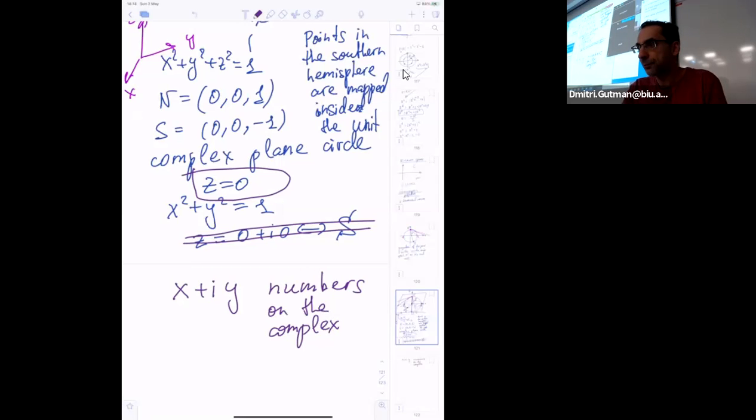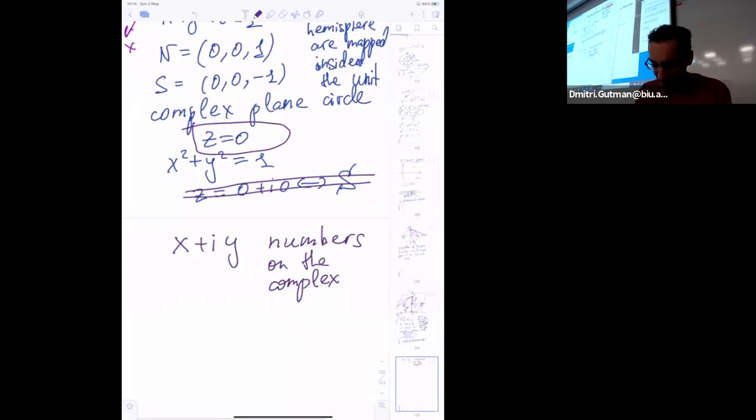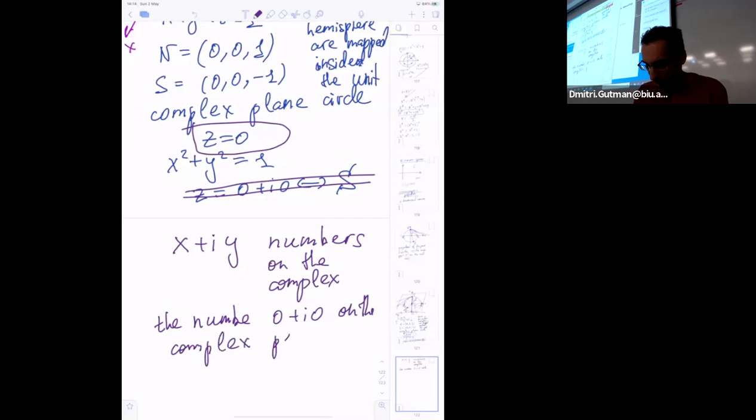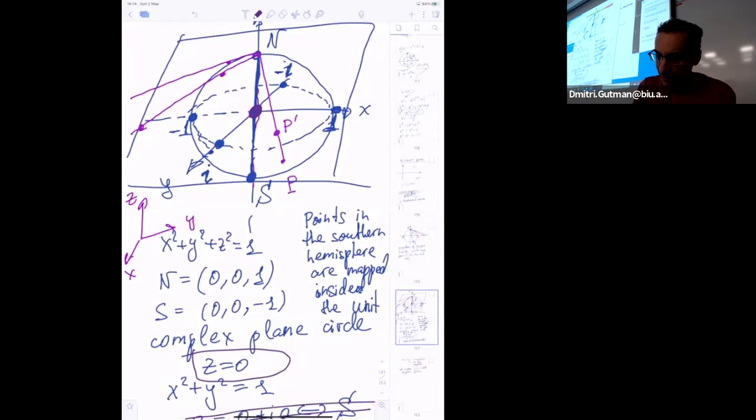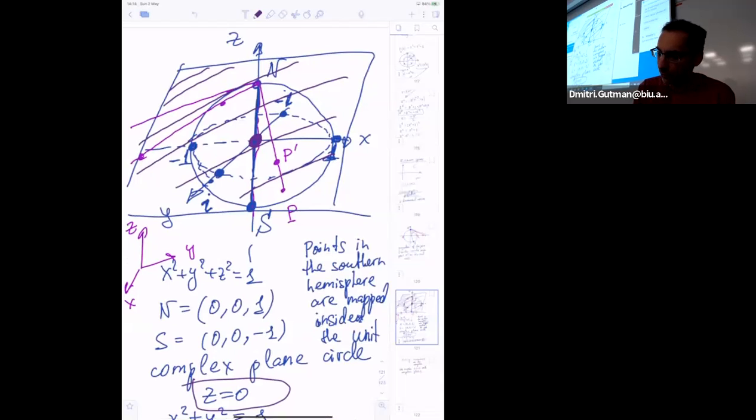Okay, so numbers on the complex plane are x plus iy. Now the number 0 plus i0 on the complex plane, which we normally call the origin of the complex plane, is this point. The entire complex plane is this construction, and it lies at the value of the three-dimensional axis z equals 0.